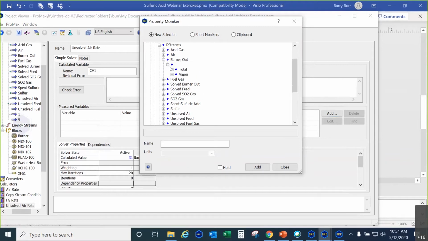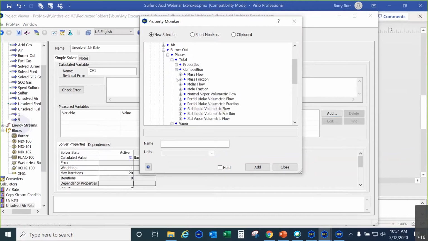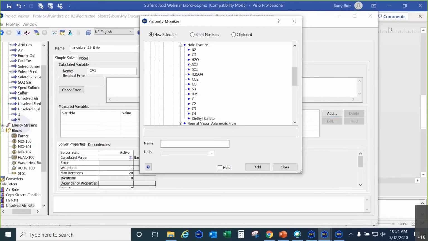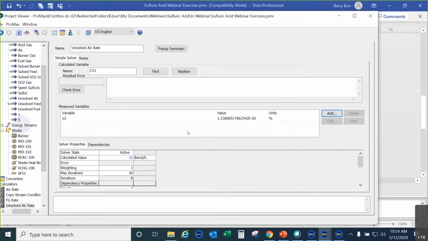It's going to be a total phase composition. It's the oxygen on a mole fraction basis. So you select mole fraction and then you choose oxygen. And it's in percent right now. It could be changed to some other units, but percent is good. I'm going to provide a name here for this measured variable and then press add. So now you see in this list, here is the mole% oxygen in the burner outlet stream.